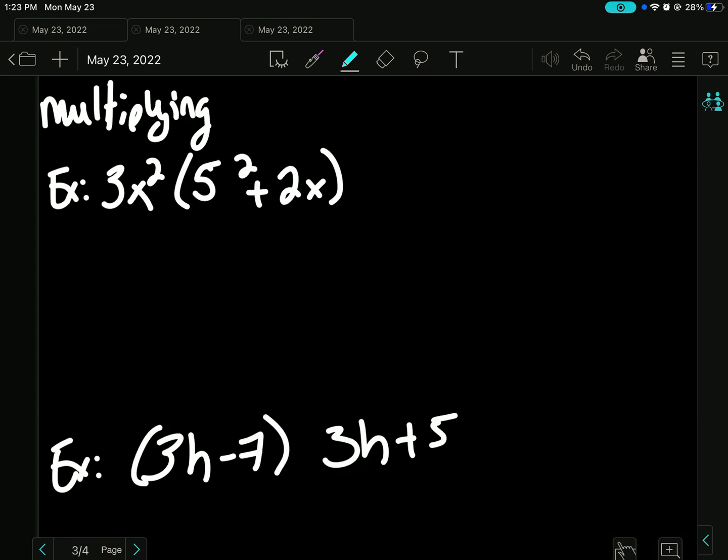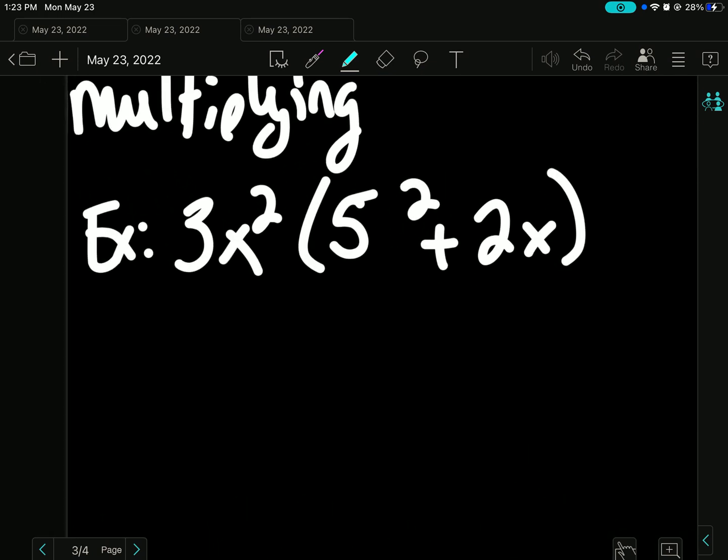We're going to go ahead and move on to multiplying. So we have 3x squared times 5y squared plus 2x. I'm sorry, I want it to be a y squared, just to make it more interesting here.